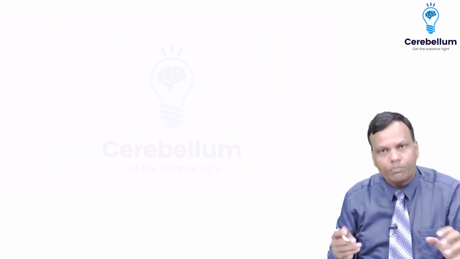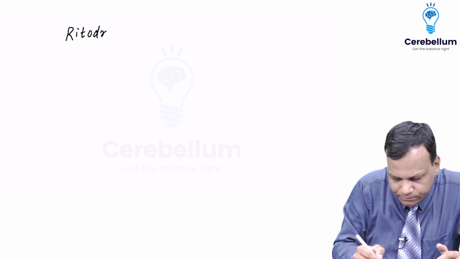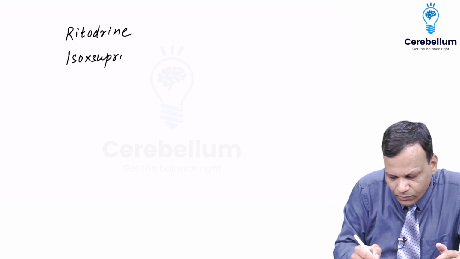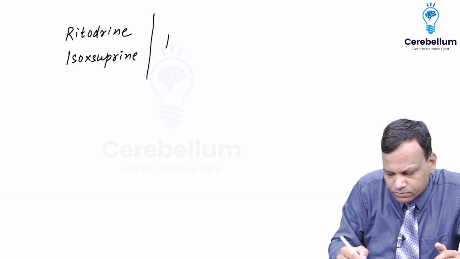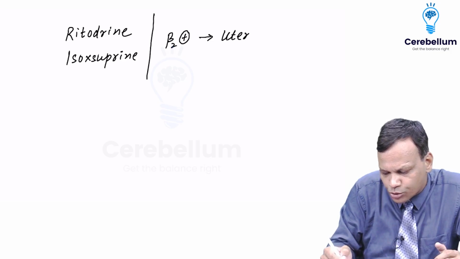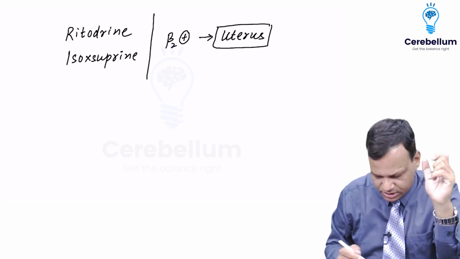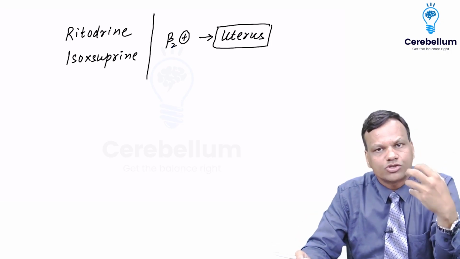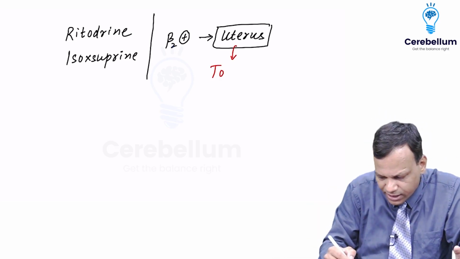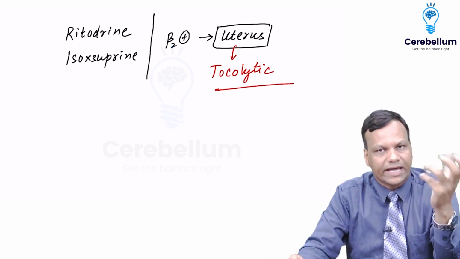Now there is a second group of beta 2 agonists, which are ritodrine and isoxsuprine. These are also beta 2 agonists, but we are using them mainly for their action on the uterus. And what is the effect of beta 2 agonist on the uterus? Yes, it will relax the uterus, and relaxation of the uterus is called tocolytic effect. So these drugs have tocolytic action.